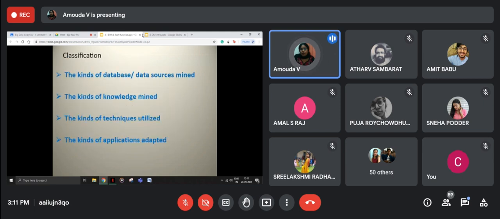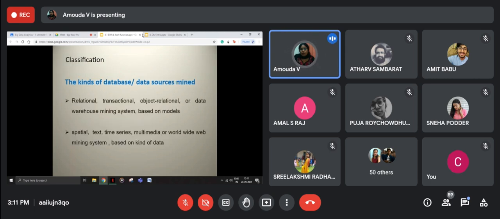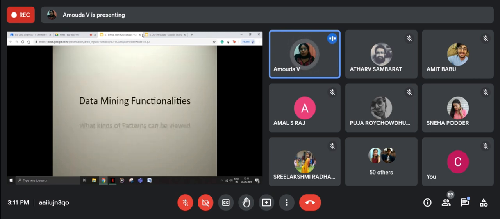What are they? I have told you here. We should have a database or any data source. And what knowledge to be mined is nothing but which function you want to apply, which level, and which technique you want to use to get the knowledge, and what application, association, anything. These 4 are the basic steps that need to be used for data mining.